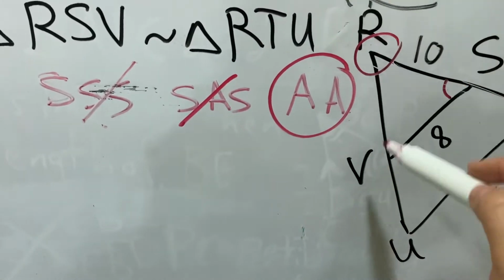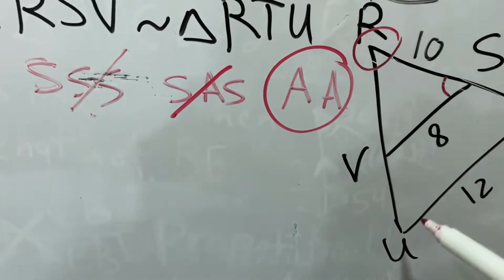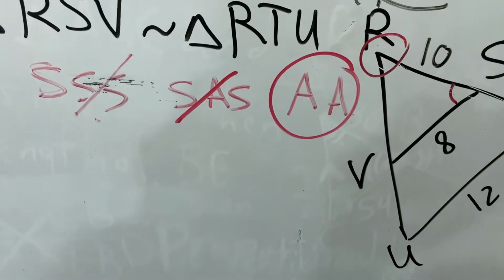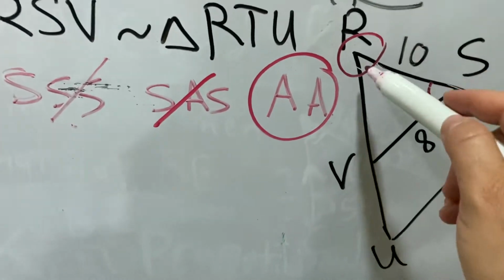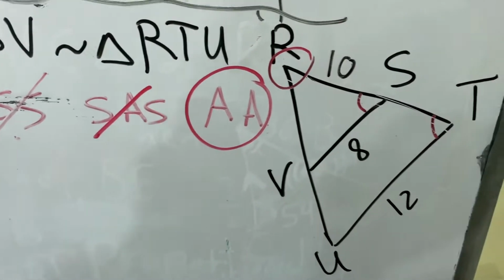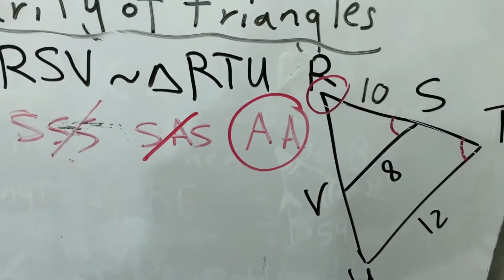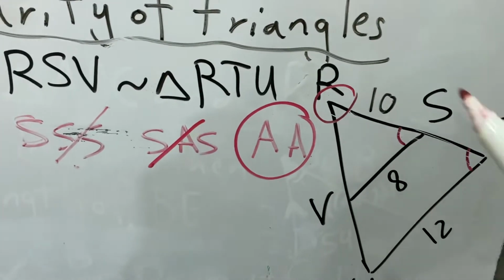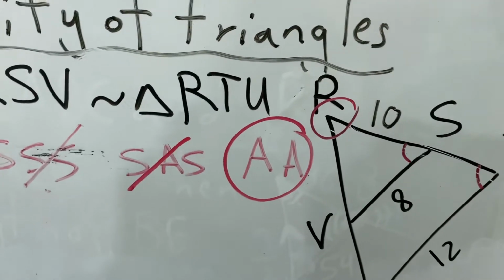R is common in both triangles. R is there in the small triangle and in the big triangle, SRV and TRU. So R is mentioned in both of them. So angle R is congruent to angle R. Why? Because it's called the reflexive property of congruence. When you have something or an angle that is common in both of the triangles, this means it's reflexive.